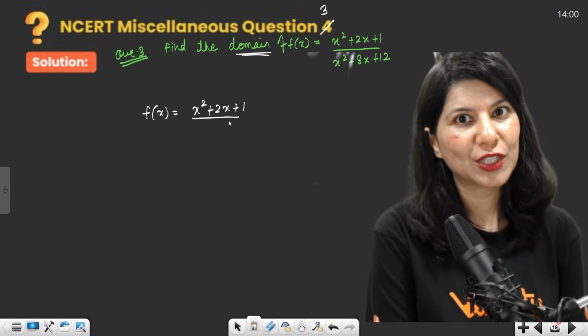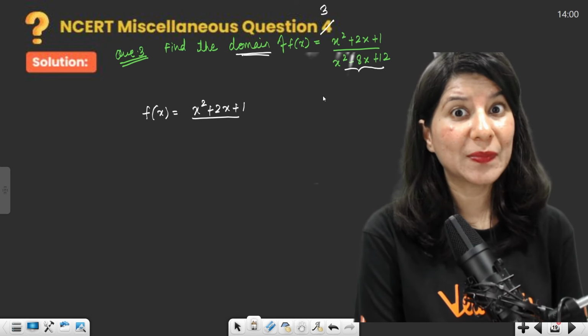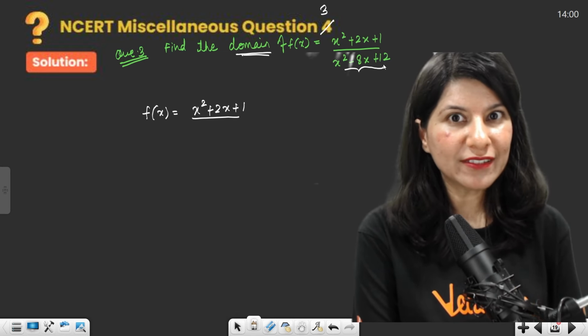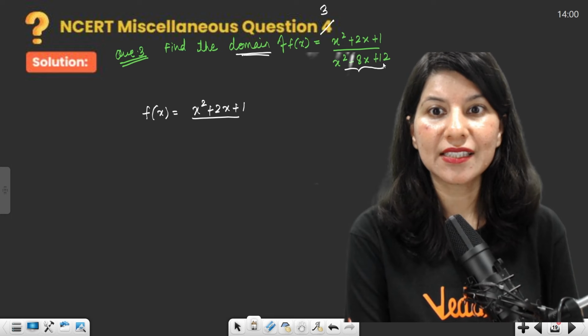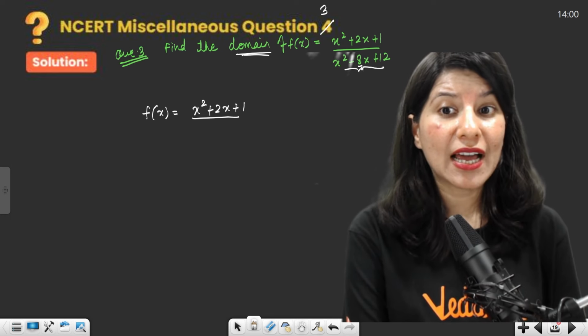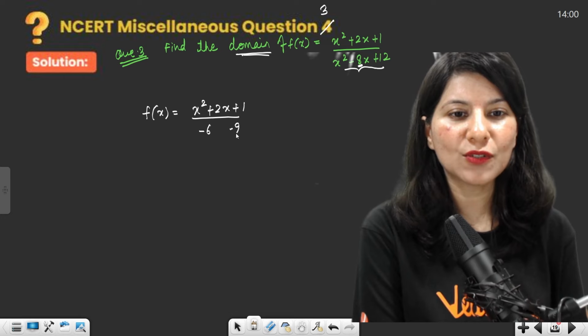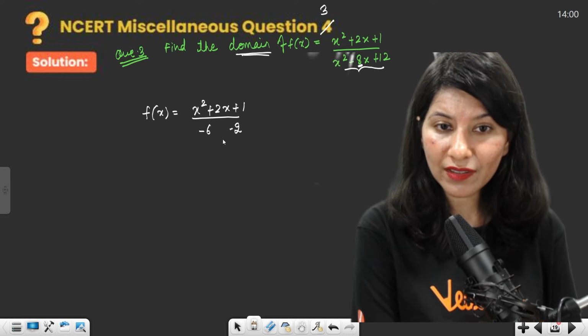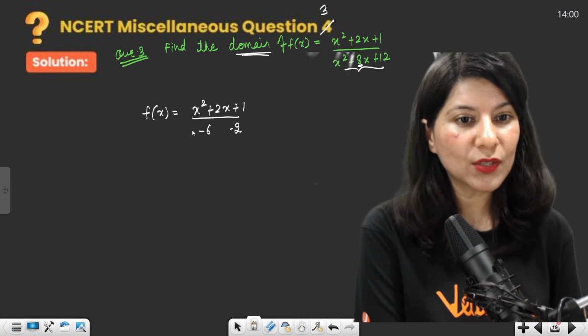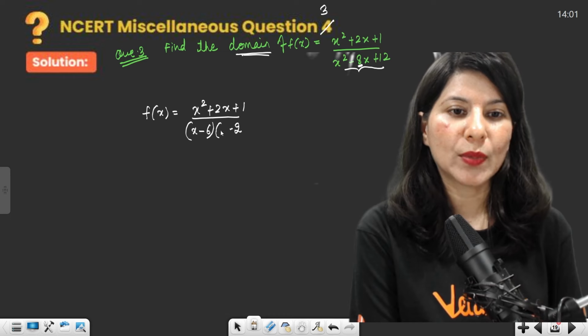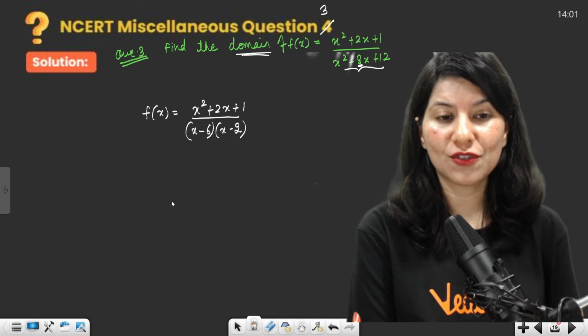Now, if you're my student, you know how to split this, okay? So now 12 can be written as 6 and 2. 6 2s are 12, and 6 and 2 will give you 8 also. Basically, minus 6 and minus 2, if you add them together, you will get minus 8. If you multiply, you will get 12, right? So this is how your factorization becomes.